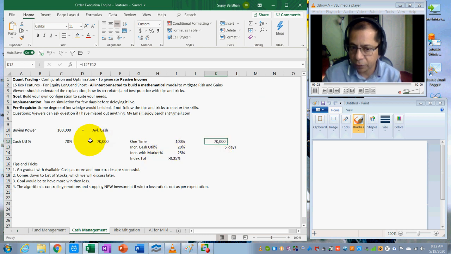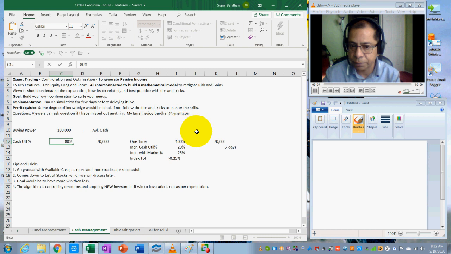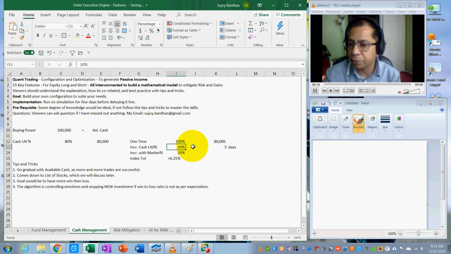If you take this as a mathematical calculation, say this was 80%, you have $80,000 right now, and you're saying that I want to use 20% of it, it means you're taking 4 to 5 days to exhaust it. So it could be that way, or you could set it up in one shot: I want to use 80%, 100% of my entire cash which I have allocated.